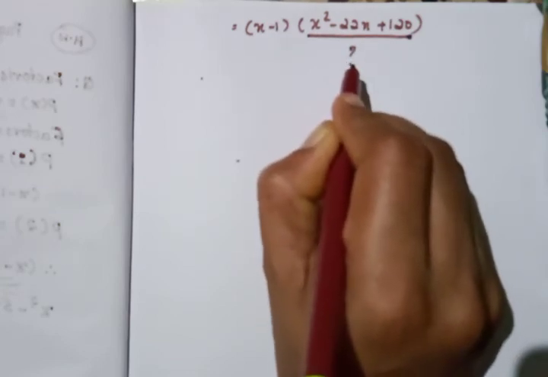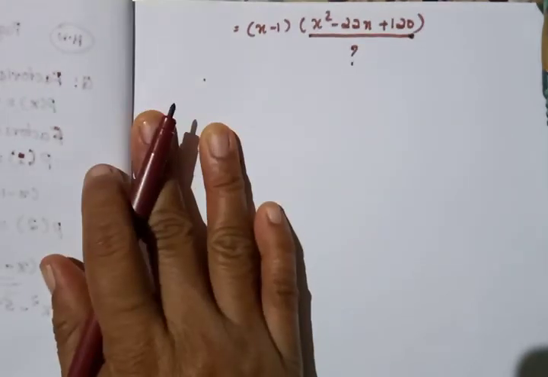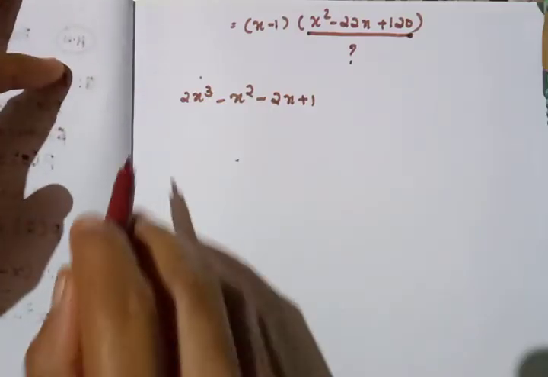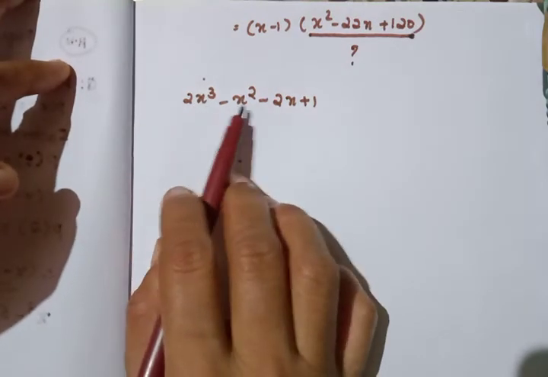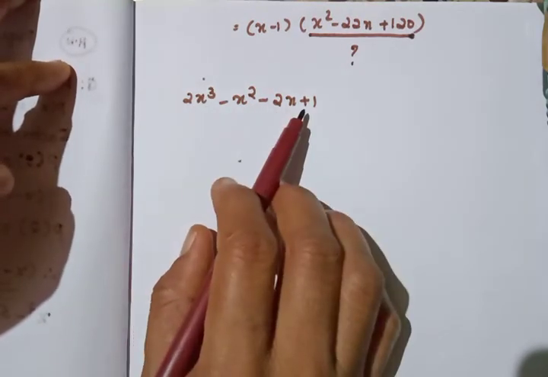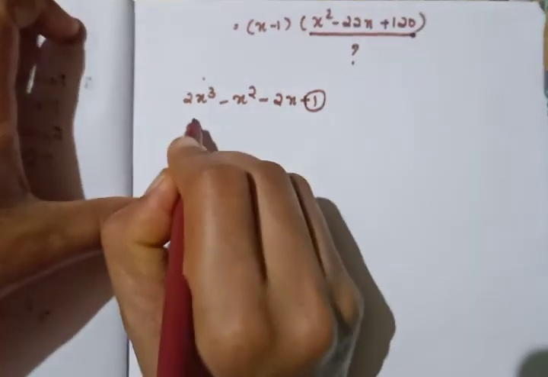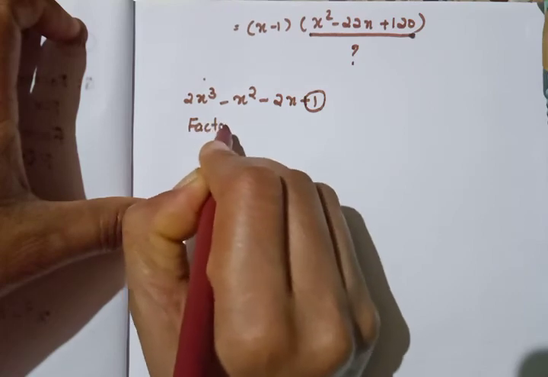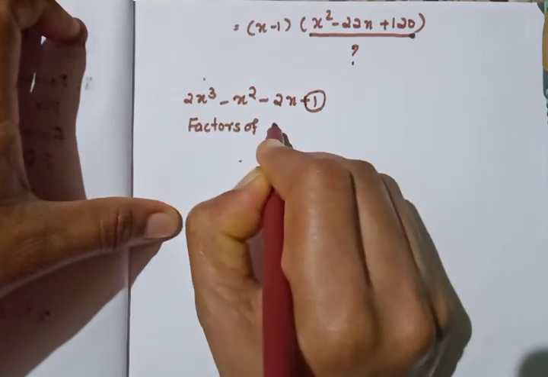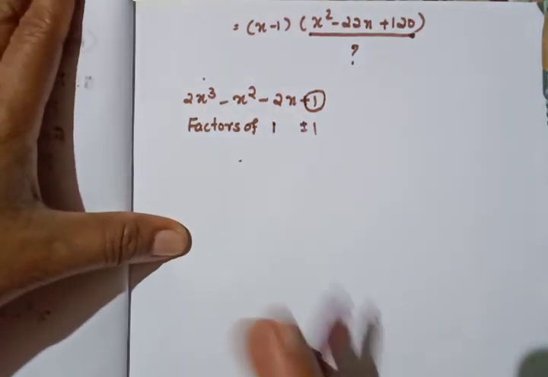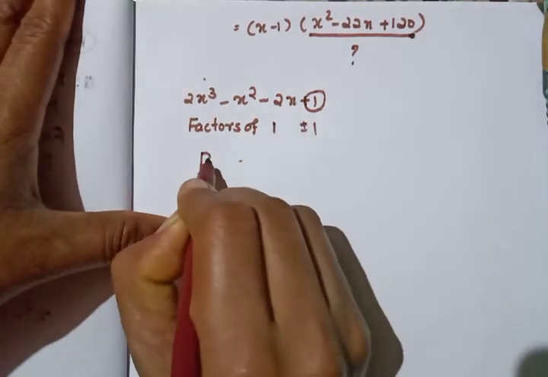Okay, ready? Now I'm going to give you one more question, a similar type, how to factorize a cubic polynomial. Clear? Can you do this? Try. Okay, ready? So the next question is 2x cube minus x square minus 2x plus 1. Easy, right? Here what is the constant? Plus 1. So what are the factors of 1? It's nothing but plus or minus 1.